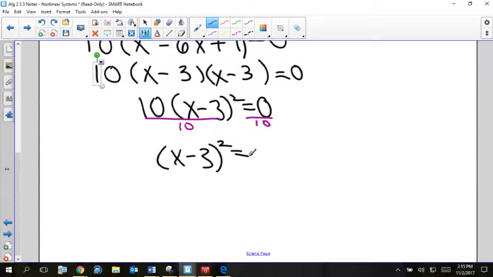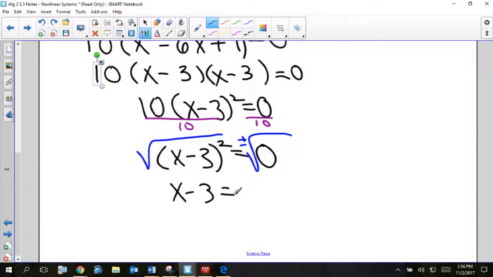What's 0 divided by 10? Oh, that's good. So then I'm going to square root, since this entire side now is squared. And if I square root, remember I have to put plus minus. So I have x minus 3 equals plus minus square root of 0. So x equals 3. So how many solutions am I going to have?